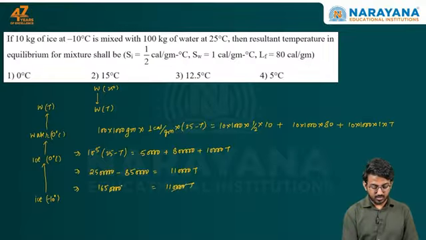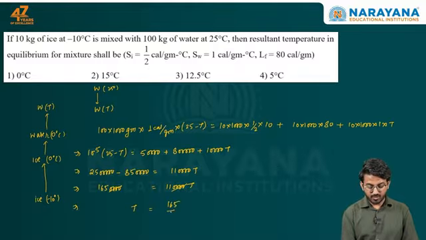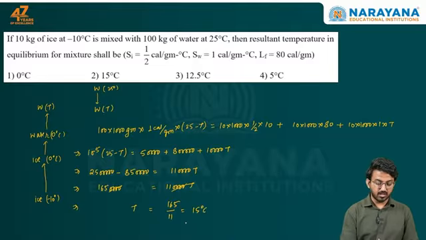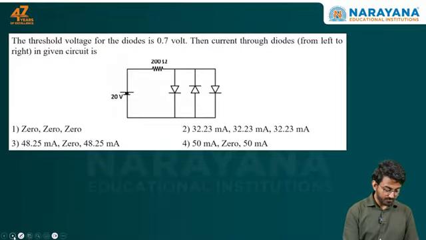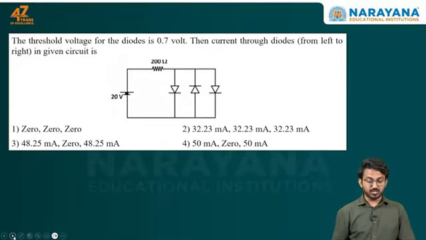So, all these zeros can get cancelled, giving us temperature T is equal to 165 over 11, which is equal to 15 degrees Celsius, giving the second option as the correct answer. Moving on, this is a question based on diodes.